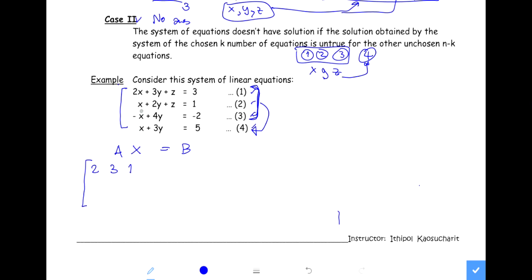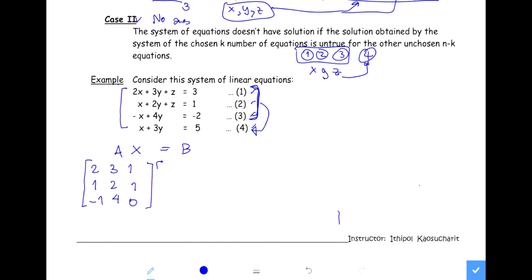Okay, next one, equation 2. I have 1, 2, 1. So I go down there and write again 1, 2, and 1. And here I have -1 for x, 4 for y, but no z. So I'm gonna write -1 there, 4 for y, and 0 for z. So I close the bracket.